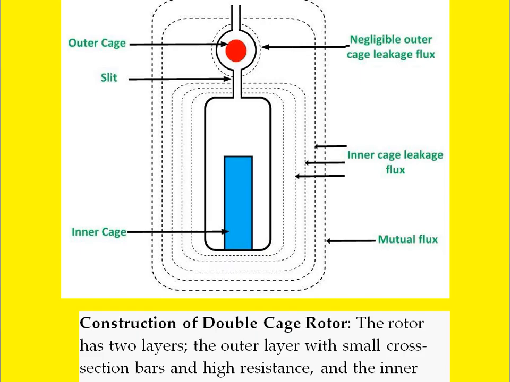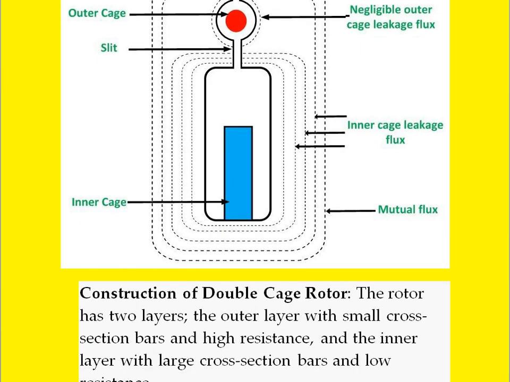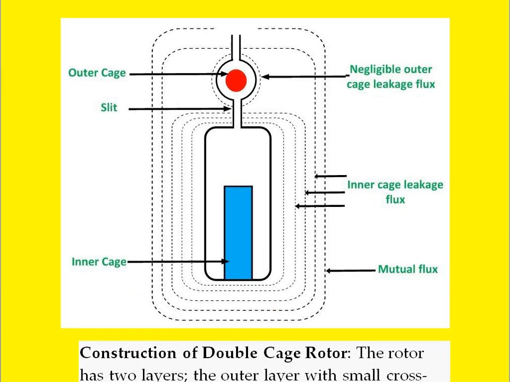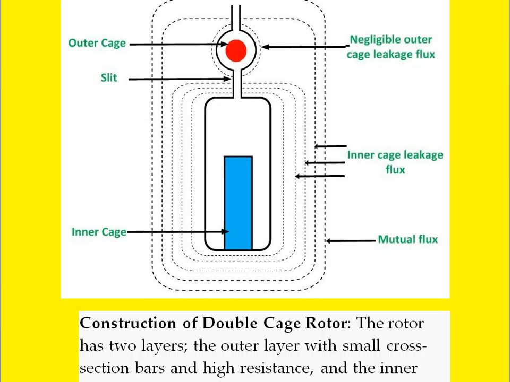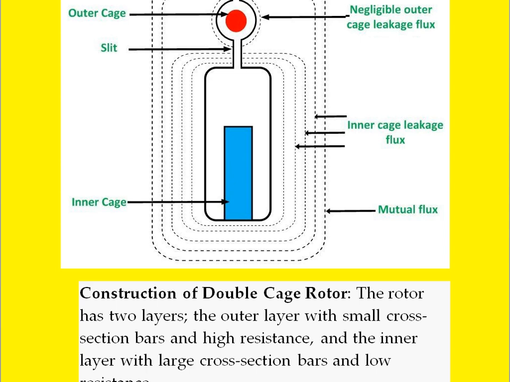Under running conditions, the inner cage reactance is small. So as a result, under running conditions, more current will flow through the inner cage, and there is low resistance, so less copper loss, so high torque is produced under running conditions by the inner cage conductors.